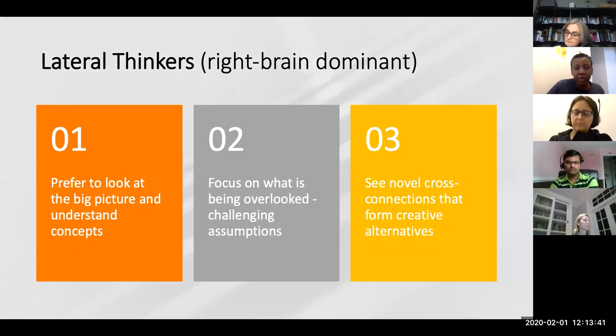And then you have the lateral thinkers. They are the right brain dominant. They prefer to look at the pictures and understand the concepts. They focus on what is being overlooked, challenging assumptions. Those are the people that will always have another thought and another thought and another thought, because they're looking at it from different perspectives, right? And connecting the dots, right?